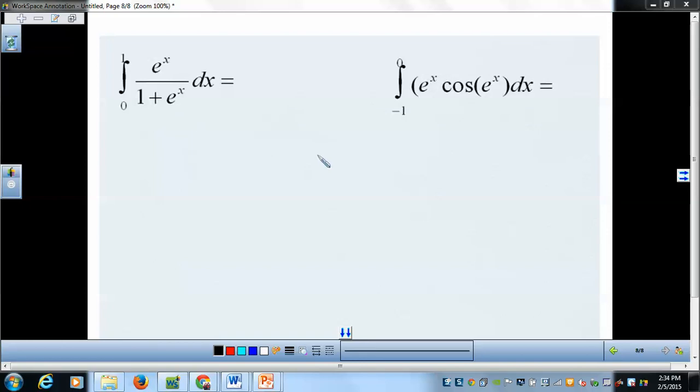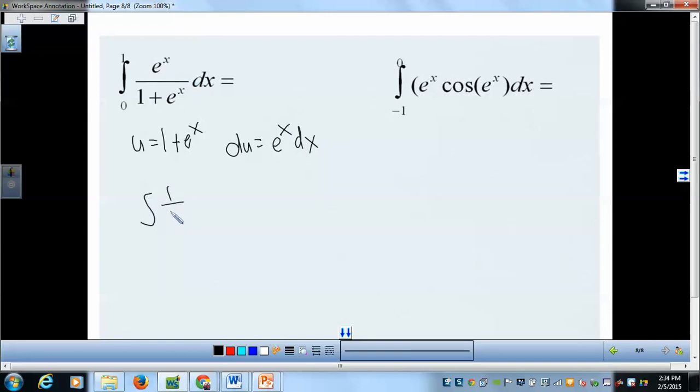And if that happens, one of them has to be your u, because when we take the derivative, we're going to get another e to the x. Now, if I have a choice between numerator and denominator, I always want to start with the denominator first and see if that's a better fit. So in this case, what if I let u be 1 plus e to the x? Then the derivative is going to be e to the x dx, which is an exact match here. So then my integrand becomes 1 over u du, and we have a rule for this, so that was a really good fit.